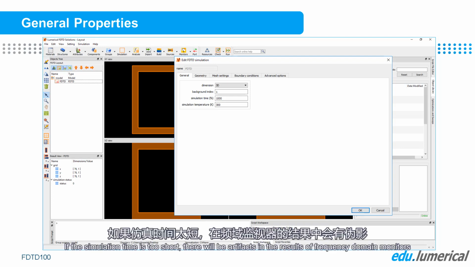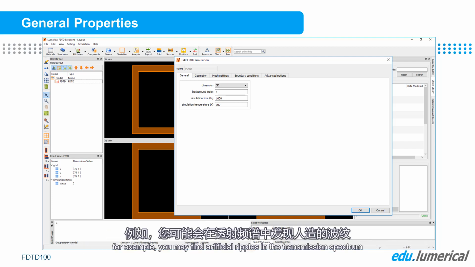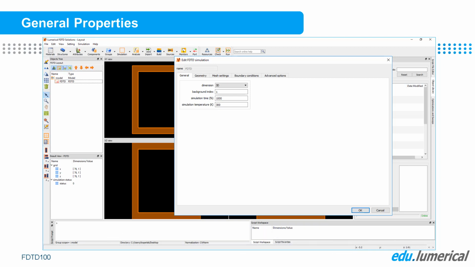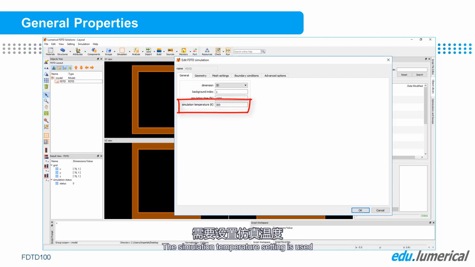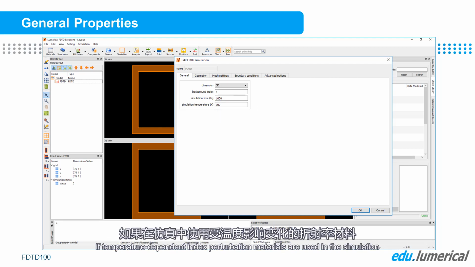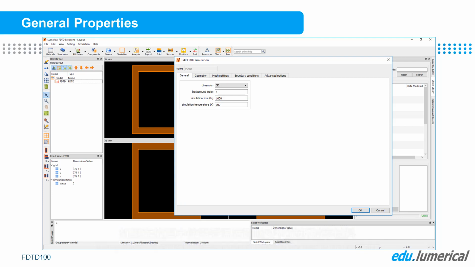If the simulation time is too short, there will be artifacts in the results of frequency domain monitors. For example, you may find artificial ripples in the transmission spectrum. The simulation temperature setting is used if temperature-dependent index perturbation materials are used in the simulation, and otherwise will have no effect on the simulation.